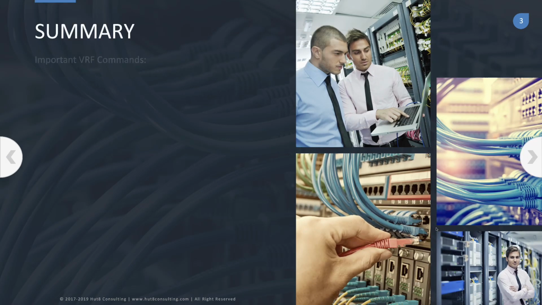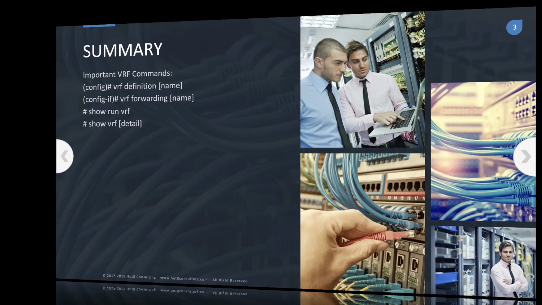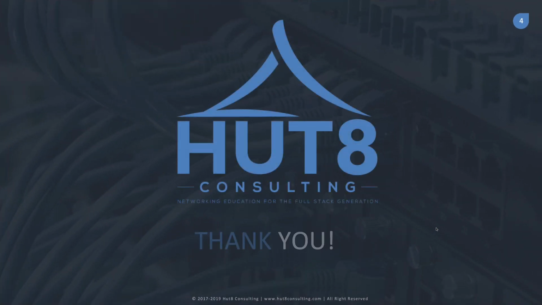And here are some good commands that you can use to set the VRF up, to apply the VRF on the interface, and then to confirm what the VRF looks like in your configuration with show run VRF, show VRF detail, right? So that is wrapping up part 3 of this Director's Cut series on MPLS L3 VPN.